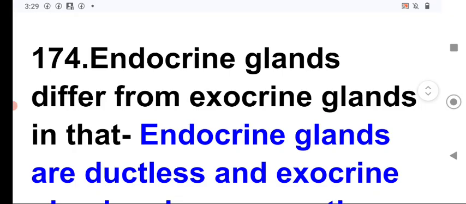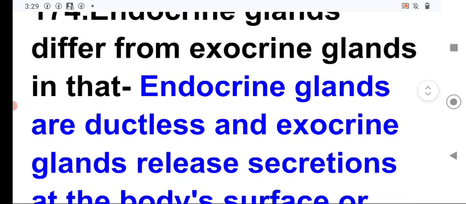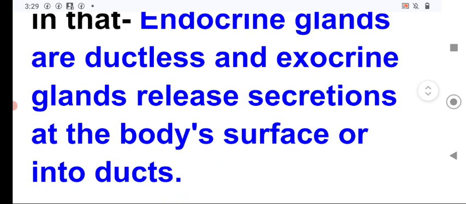Next, endocrine glands differ from exocrine glands. There are three types of glands: one is endocrine, the other is exocrine, and the third is mixed gland, which is the pancreas. Endocrine glands are ductless, and exocrine glands release secretions at the body surface or into ducts.